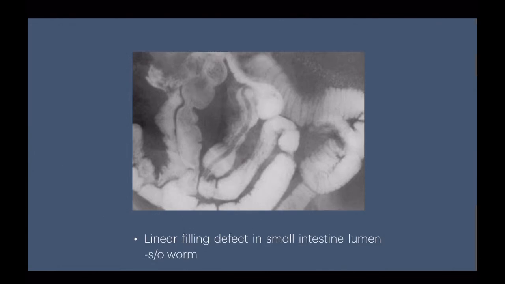Now look at this image. This is the small bowel follow through image, and you can see that there is a linear filling defect lying in the small intestine, and it is consistent with the finding of an intestinal worm, most likely Ascariasis.